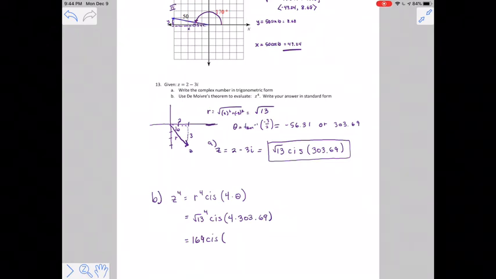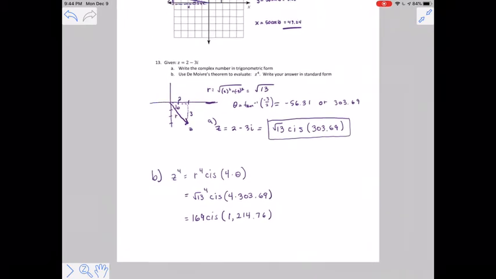And then 4 times our angle is 1,214.76. Now, that's a couple of revolutions. 1,214.76 degrees is a couple of times around the unit circle. So twice around is 720. 3 times around a circle is 1080.